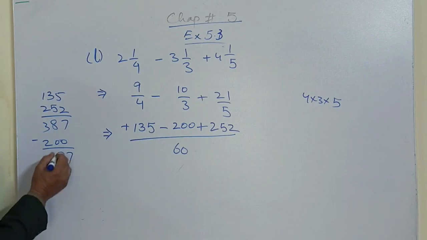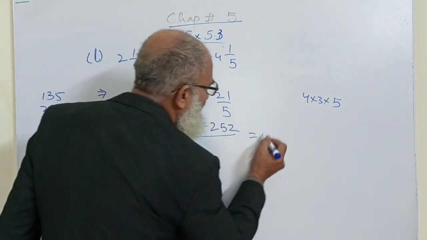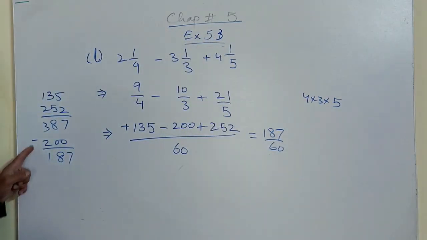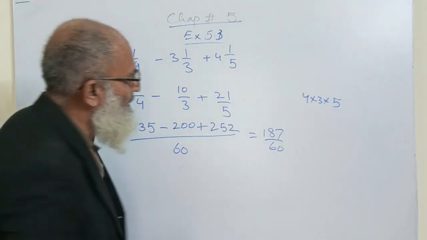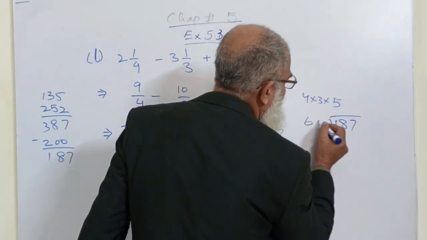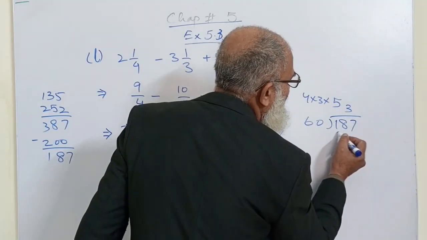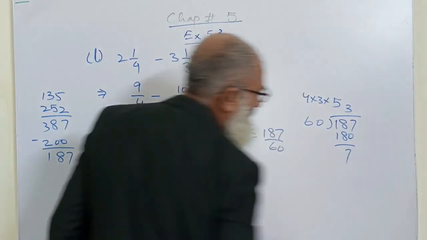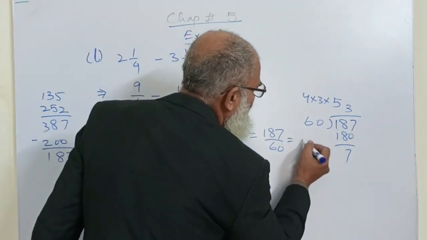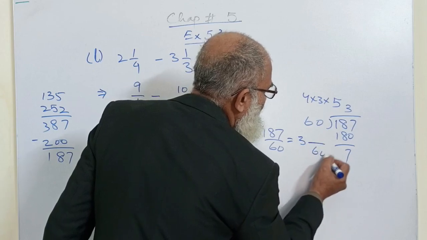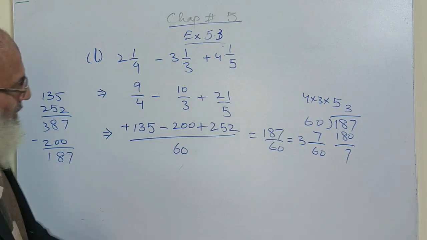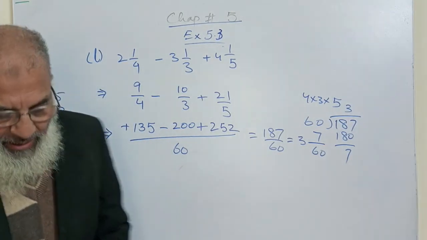And just subtract this 200 from it. Now you will get 187 divided by 60. Now divide this by 60, you will get 3, 180, and you will be left with only 7. So the answer will be this. So it is very simple again.